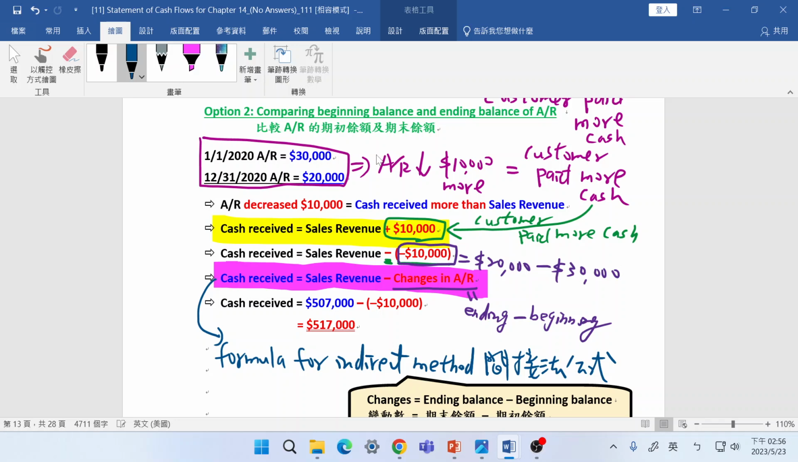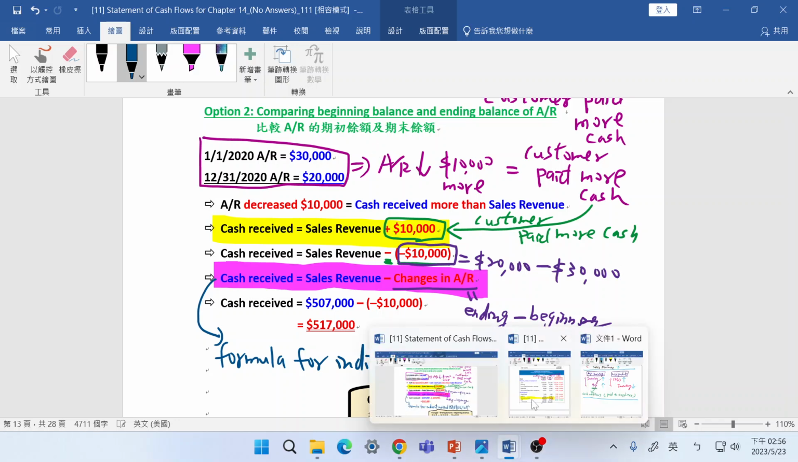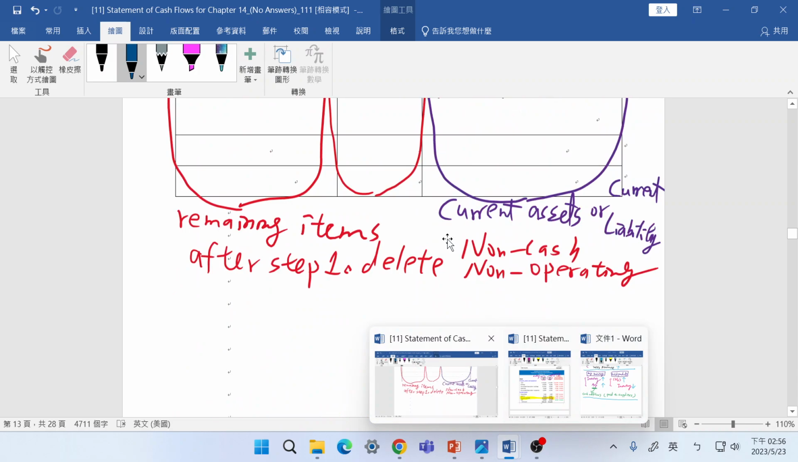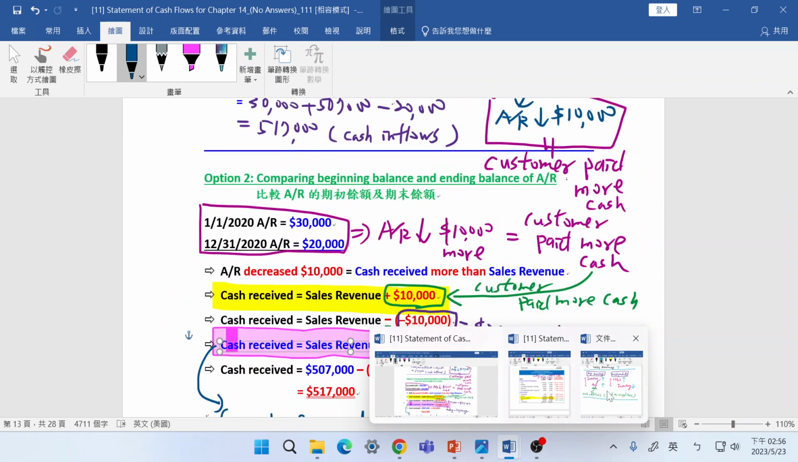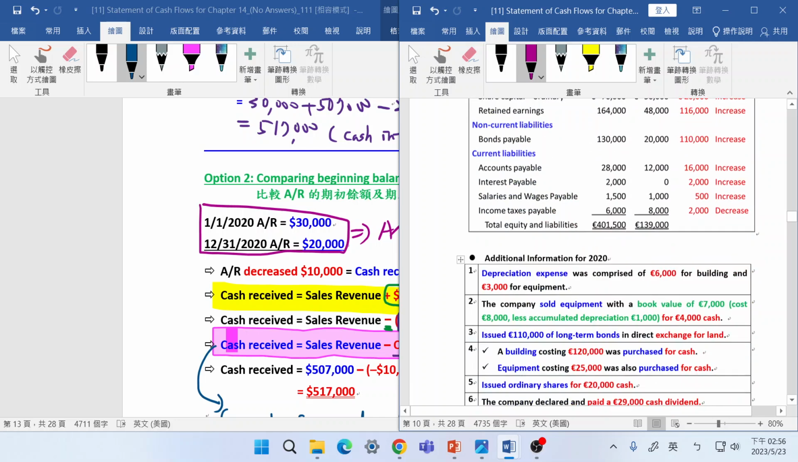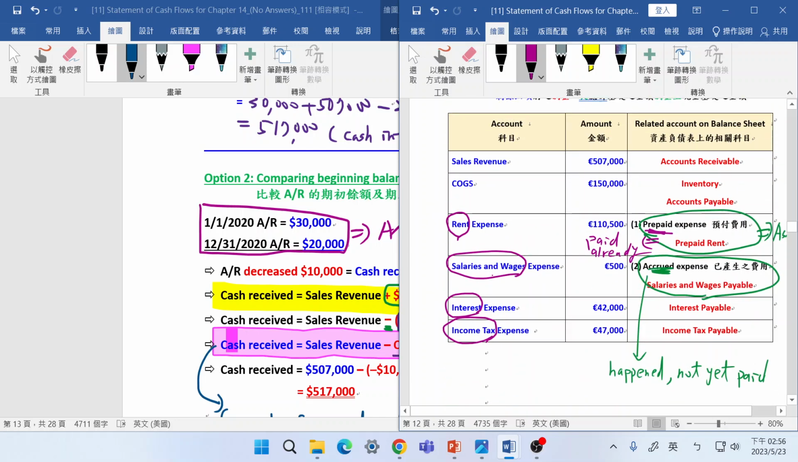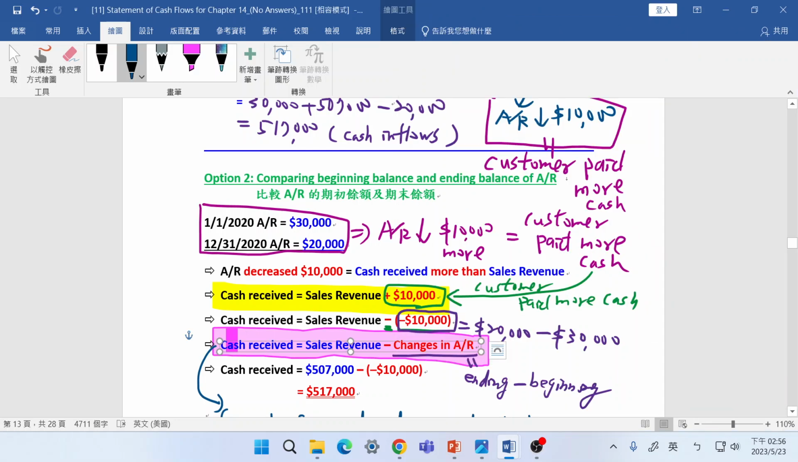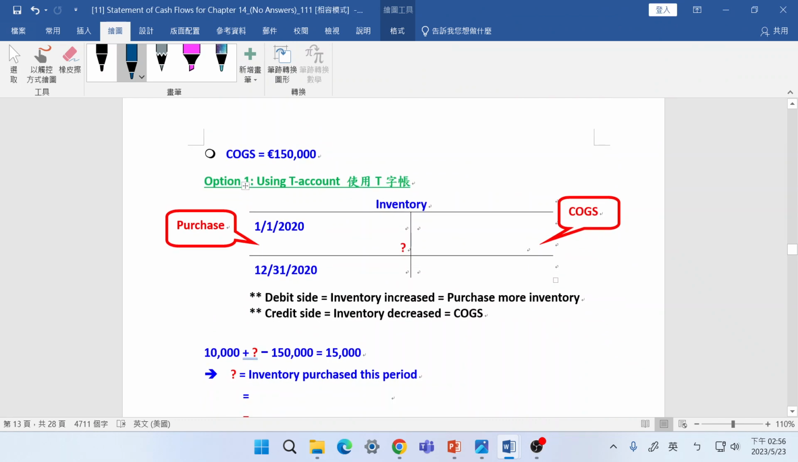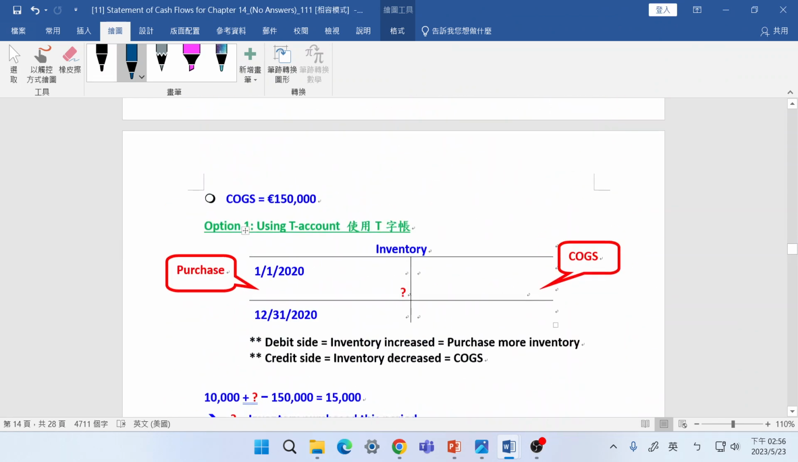So what's the second one? Look at your table on page 12. It told you your second one is what? Cost of goods sold, $150,000. You need two accounts held, right? Inventory and accounts payable. So try to find out our cash outflows. So please look at your page 14.